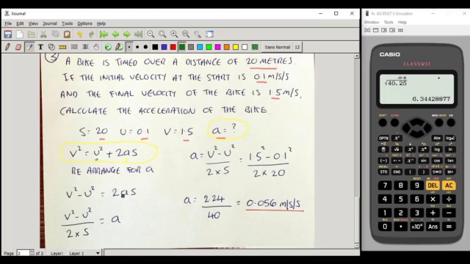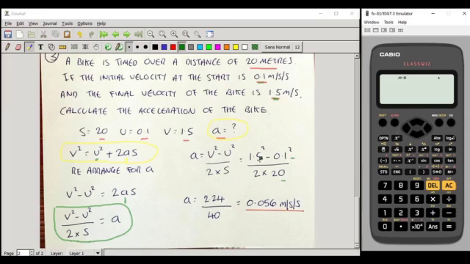I'm going to leave the A there because we need to find A. I'm just going to bring the 2 times S down. 2 times S, not 2 times 5, it's 2 times S. So now we know that A equals V squared, take away U squared, all divided by 2 times S. And we know what V is, it's 1.5. We know what U is, it's 0.1. 2 is 2, and the S, the displacement, is 20. Stick it in your calculator and you should get it all going.